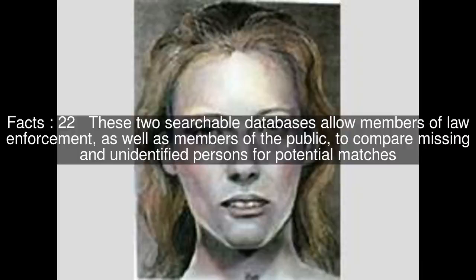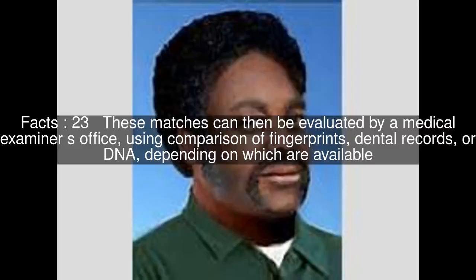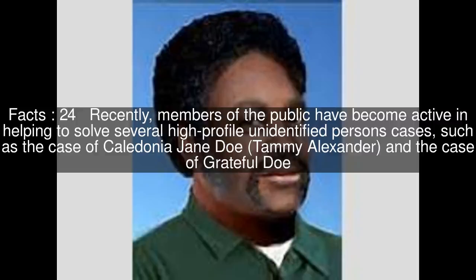These two searchable databases allow members of law enforcement, as well as members of the public, to compare missing and unidentified persons for potential matches. These matches can then be evaluated by a medical examiner's office, using comparison of fingerprints, dental records, or DNA, depending on which are available. Recently, members of the public have become active in helping to solve several high-profile unidentified persons cases, such as the case of Caledonia Jane Doe, Tammy Alexander, and the case of Grateful Doe.